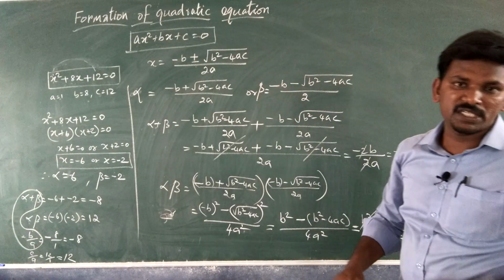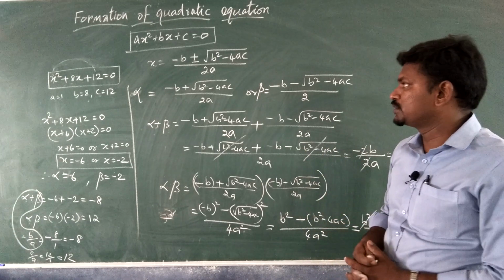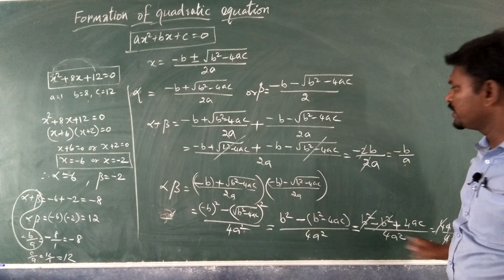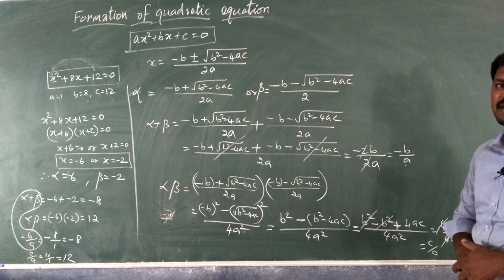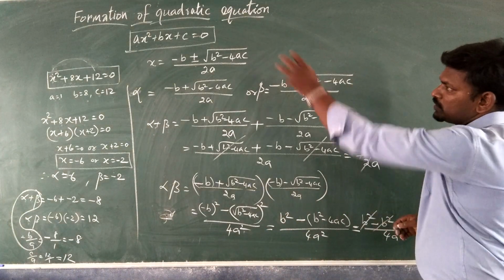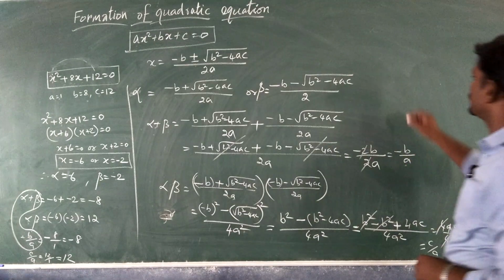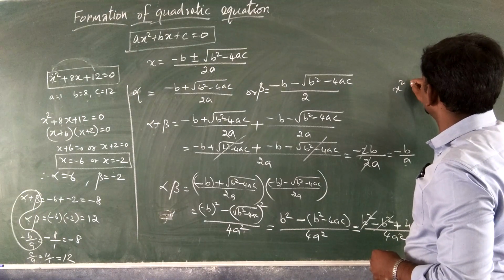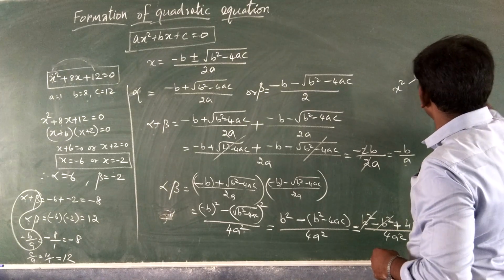From the given equation itself, we can find the sum of the roots and the product of the roots. The formula: sum of the roots is minus b by a, product of the roots is c by a. So using this method, when we substitute these values in the equation, we can write it in the general form x square minus alpha plus beta x.